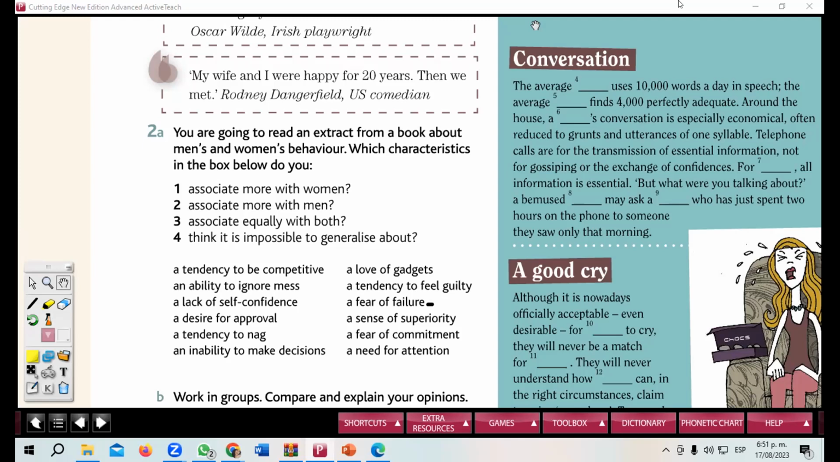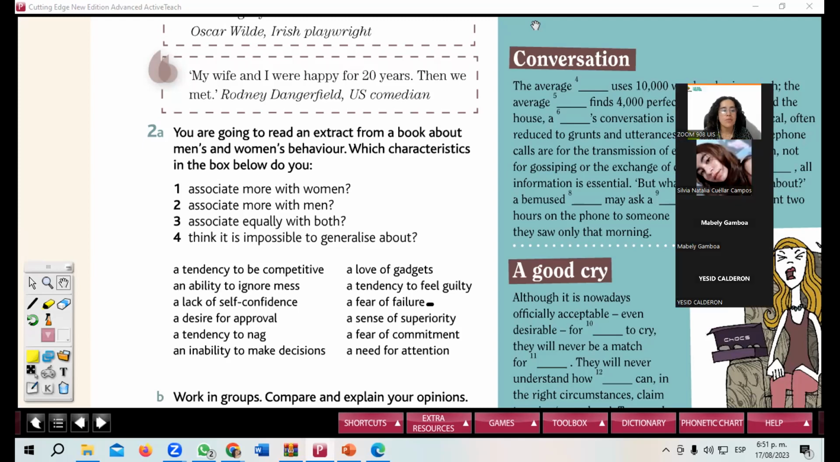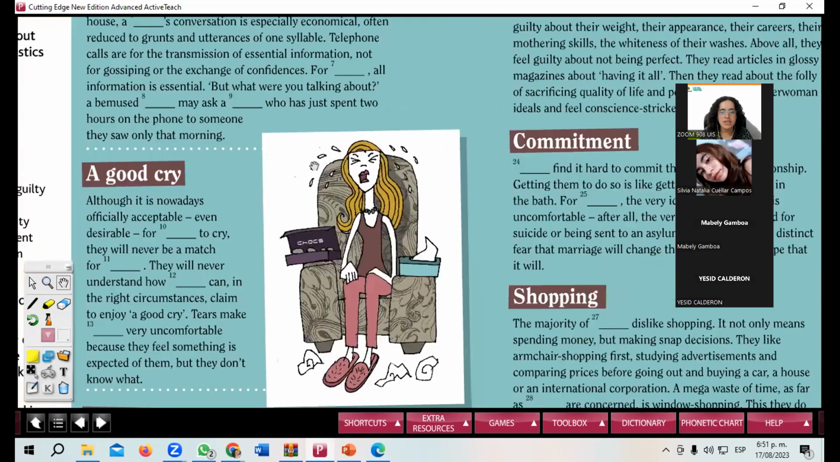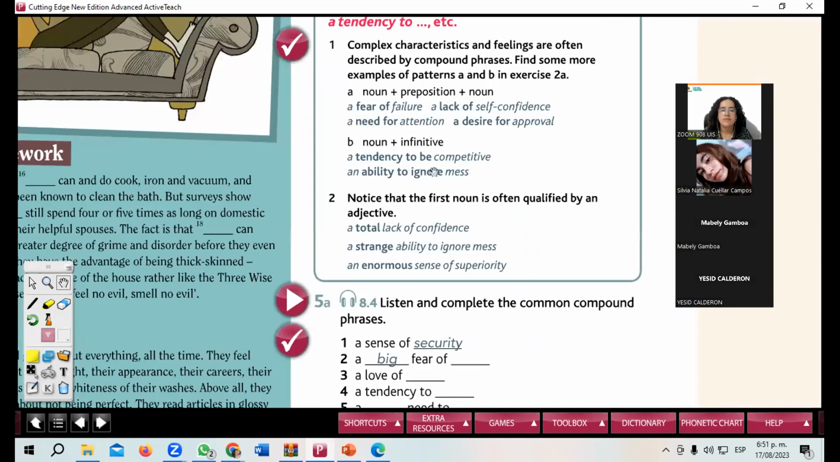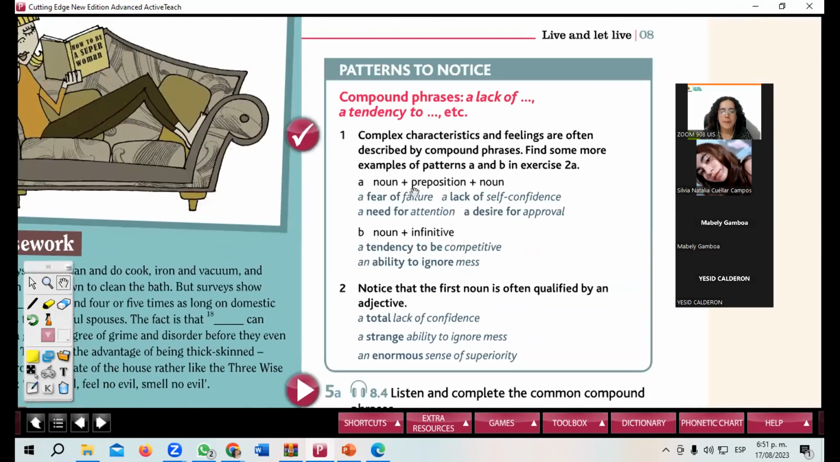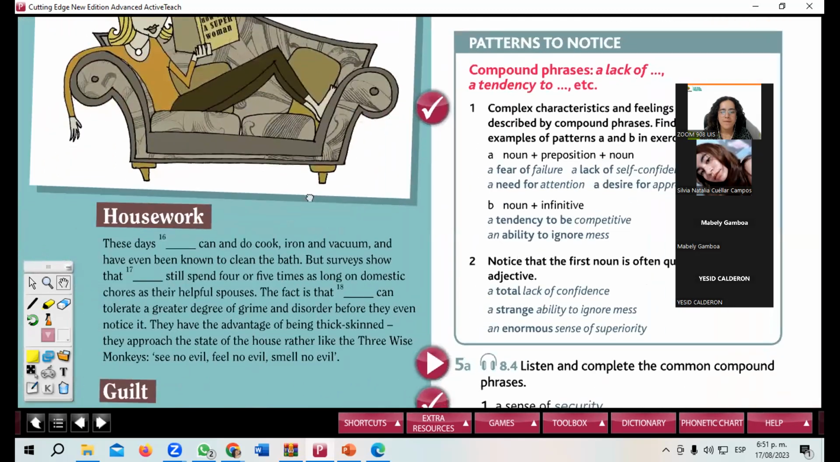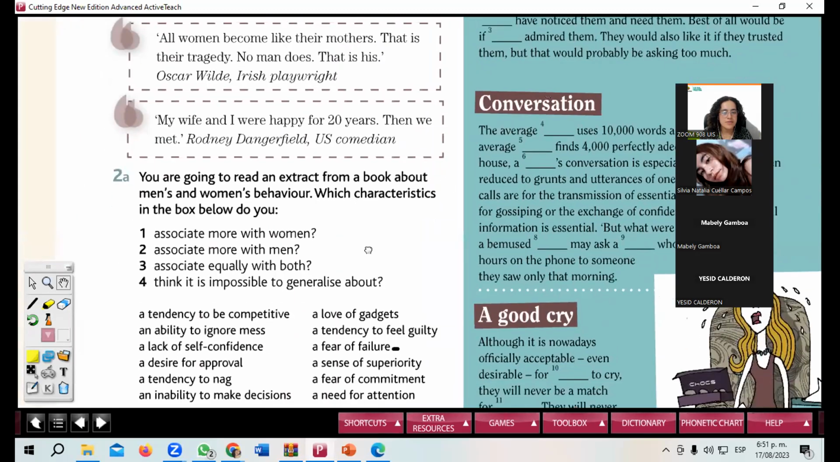All right, guys, ready? Do you have some examples? Some other examples from the phrases? Yes? Fear of fish.